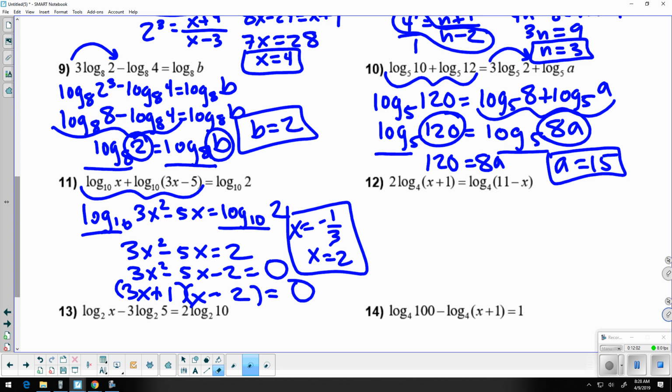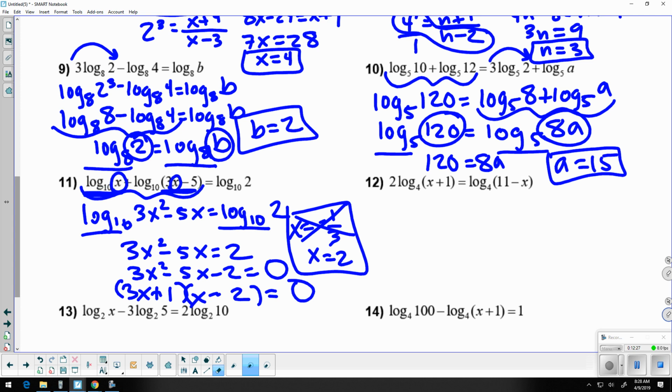So you want to check and make sure that this is not going to be a negative number. But obviously when you plug in negative 1/3, it's going to be. And same thing over here. If I plug in negative 1/3 here, that's going to be 3 times negative 1/3 is negative 1, and then minus 5 is negative 6. So they both come out negative, so negative 1/3 is not your true solution, only positive 2. Okay, that would be your only solution.